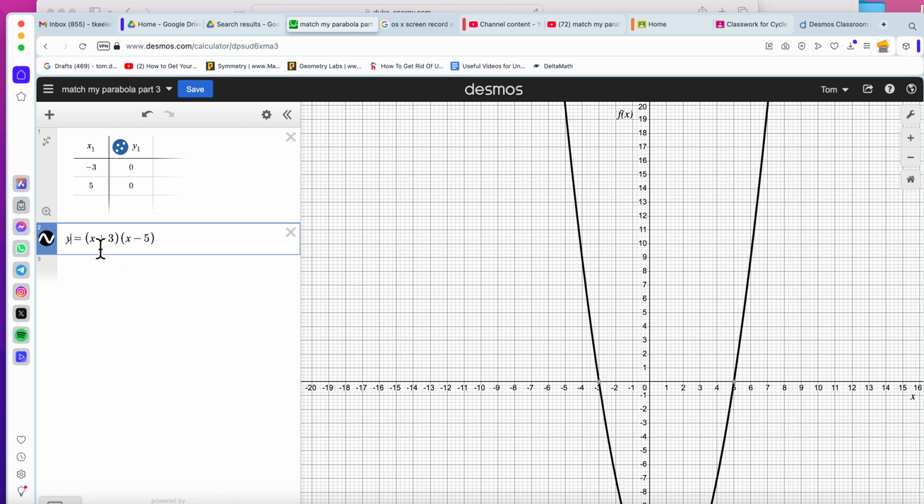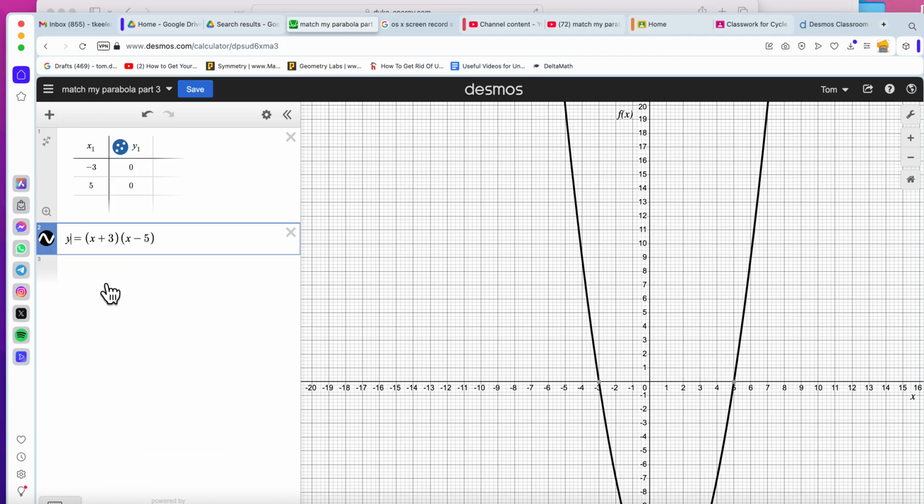Well, it's going to be 0 if I put in minus 3. Minus 3 plus 3 is 0. So it doesn't matter what the other part is. 0 times anything is 0. So when I put in a minus 3, I'm going to get a 0. When I put in a plus 5, I'm going to get a 0. So that's how you can get your parabola to go through that.